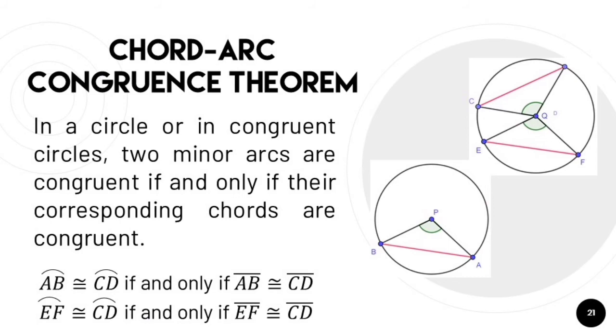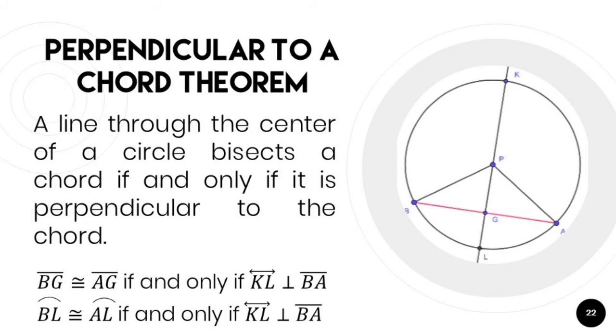Chord arc congruence theorem. In a circle or in congruent circles, two minor arcs are congruent if and only if their corresponding chords are congruent. Given circle P and circle Q which are congruent, arc AB is congruent to arc CD if and only if segment AB is congruent to segment CD. Likewise, given circle Q, arc EF is congruent to arc CD if and only if segment EF is congruent to segment CD.